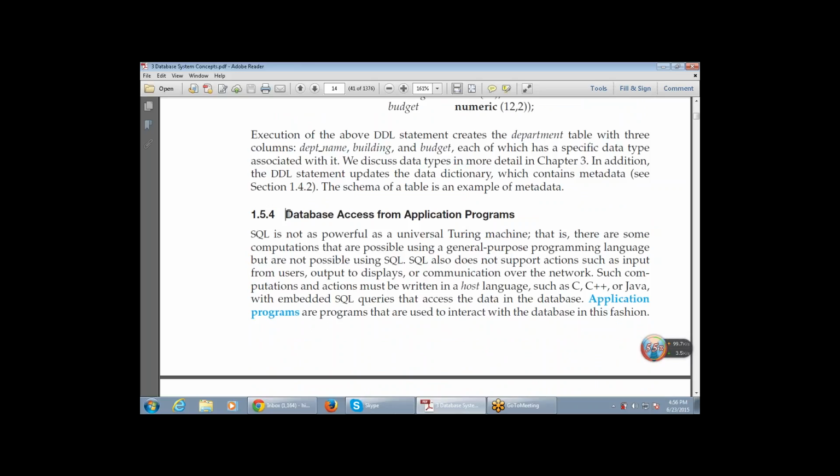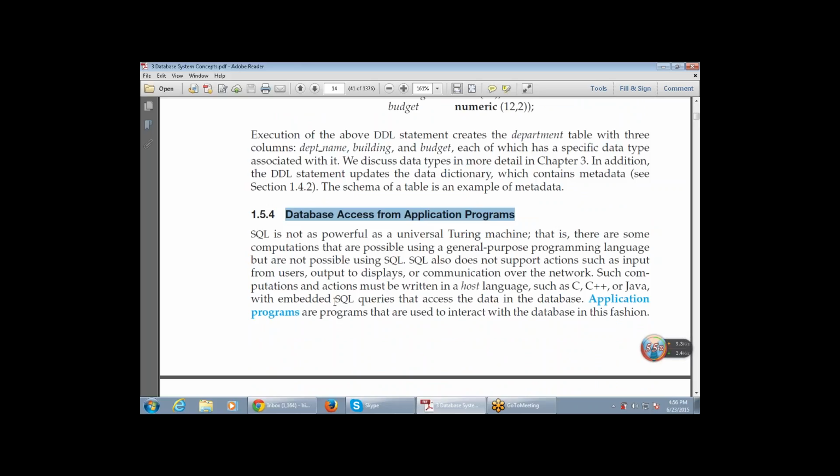Now next is database access from the application programs. That is how to access the database application, or how to access the database from various machines, or from various application programs. That is from the Office, from SQL, or from C++, C. How do we access the database?